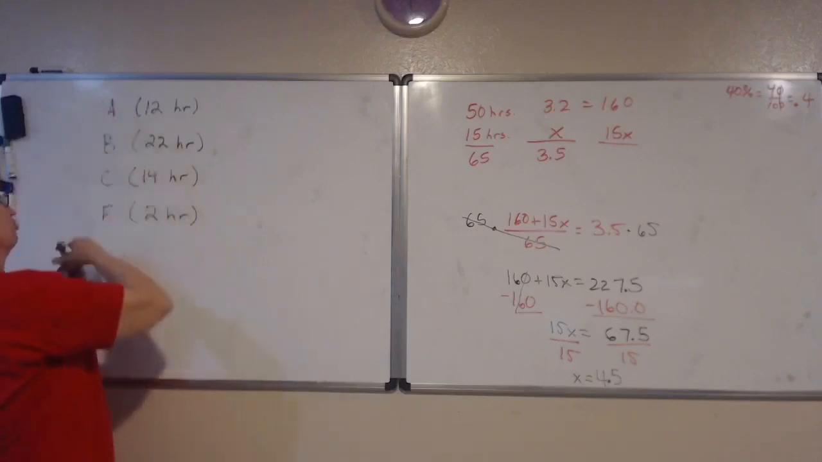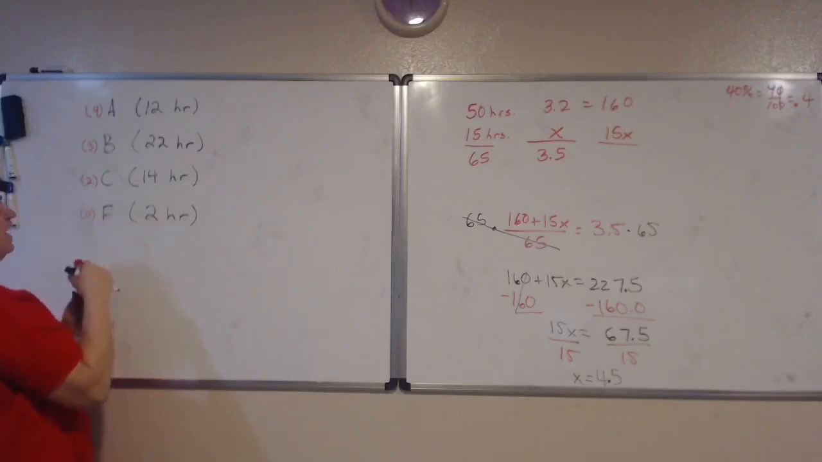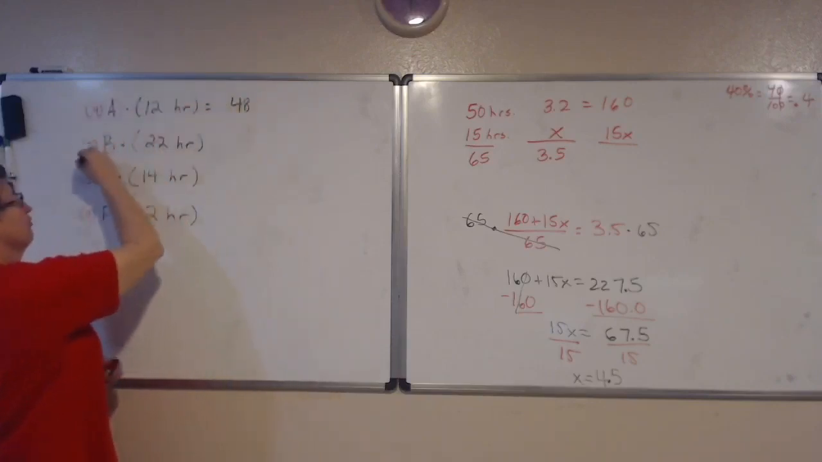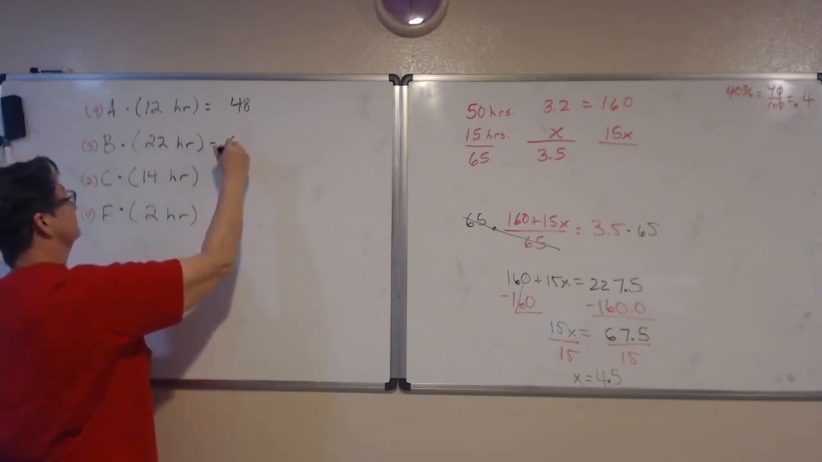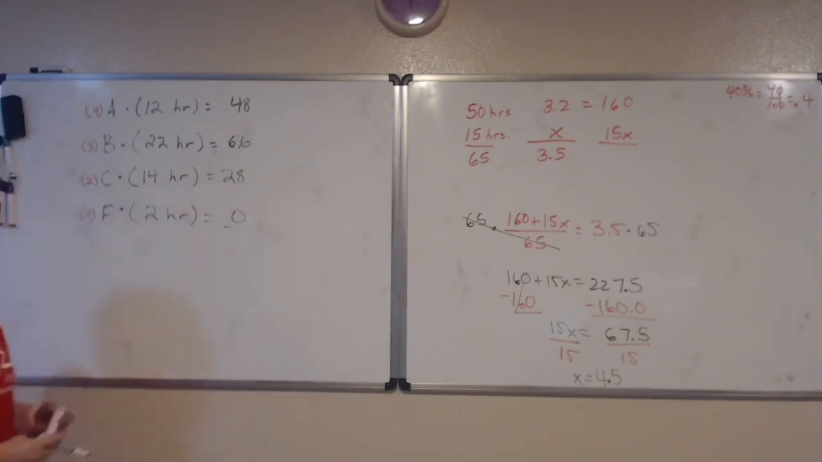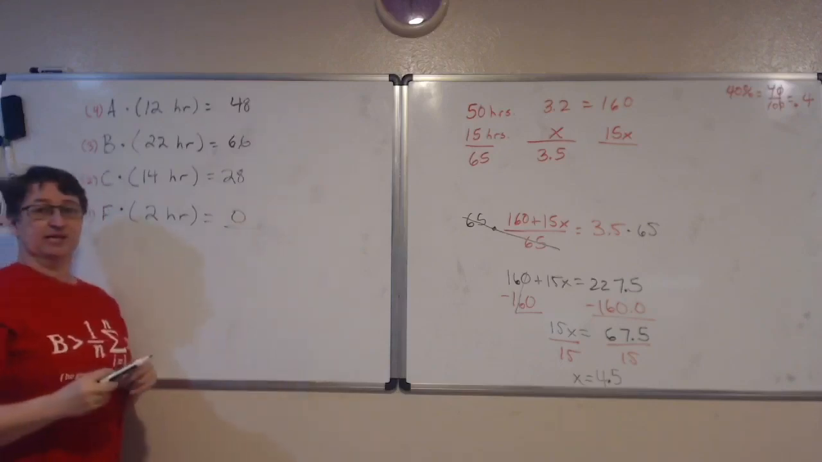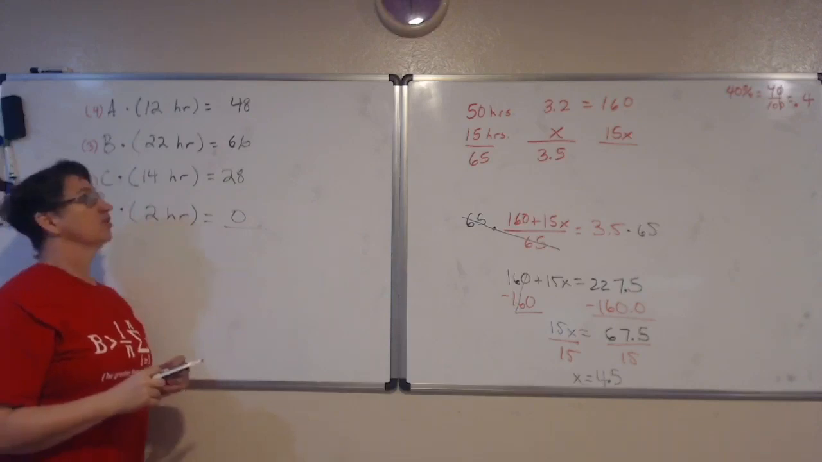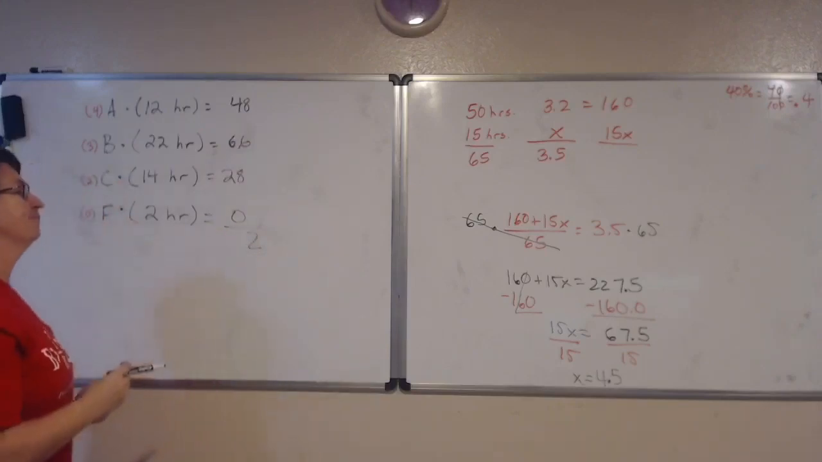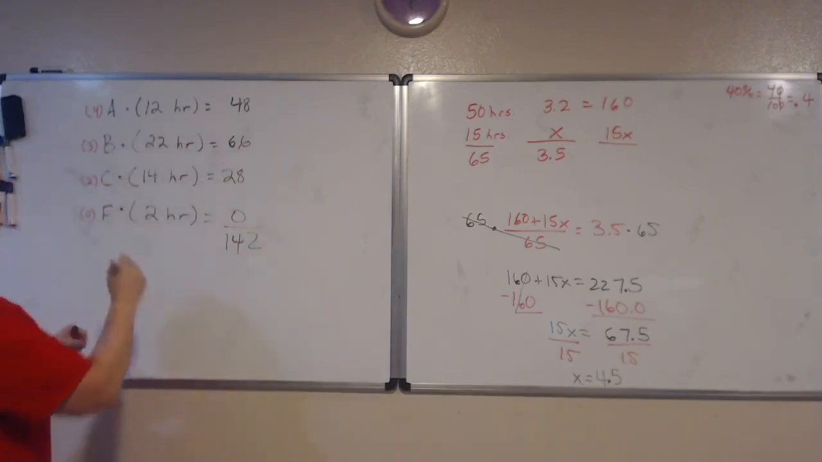Well, all I do is take the weight of each one of them and multiply it times the number of those hours I have. So 4 times 12 is 48. 3 times 22 is 66. 2 times 14 is 28. And 0 times 2 is 0. You add up your points. So 48 and 66 is 114, and 28 is 142. Divide by the total number of hours.